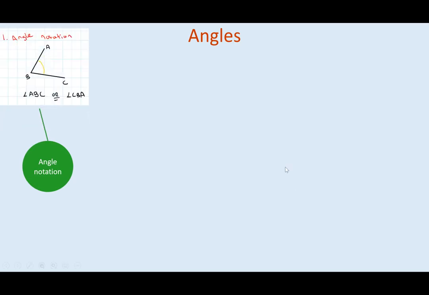Second thing we're going to look at is angles. Angle notation is denoted by this angle symbol, and where the angle is at, the letter is always in the middle of the three letters. An angle is formed where two lines intersect, so this is the angle ABC, or it could be written as BCA.